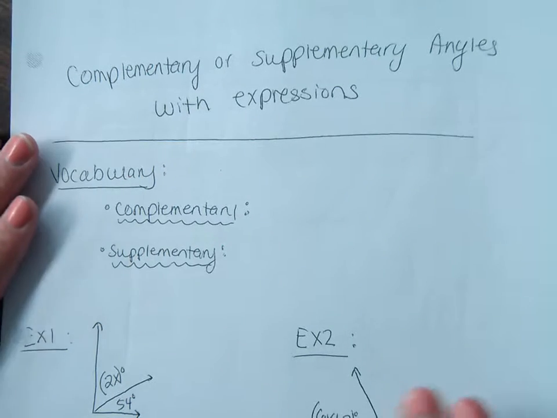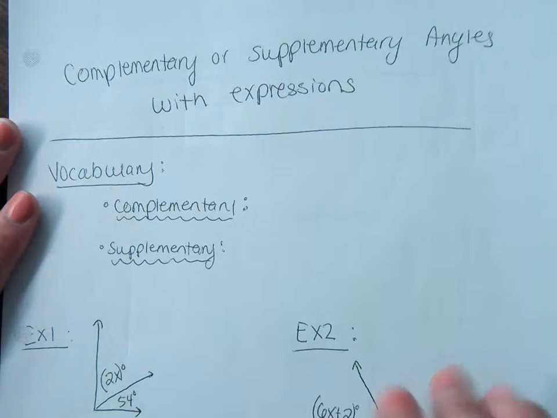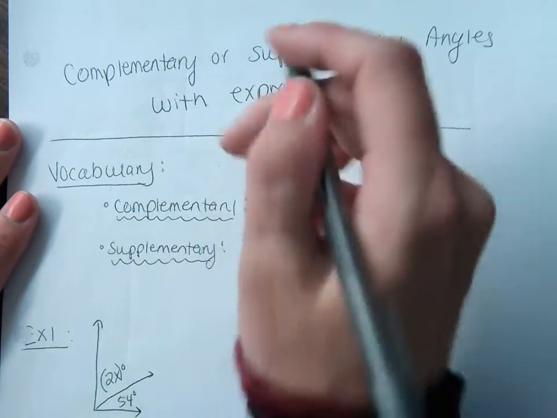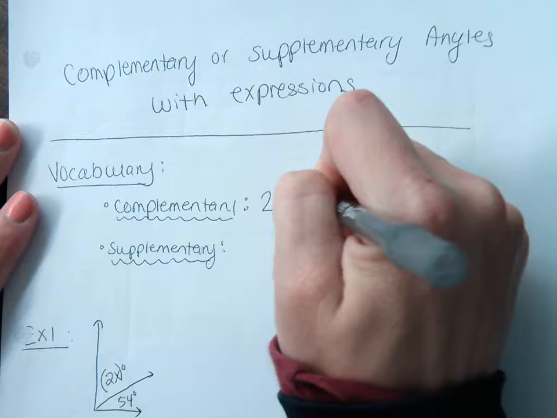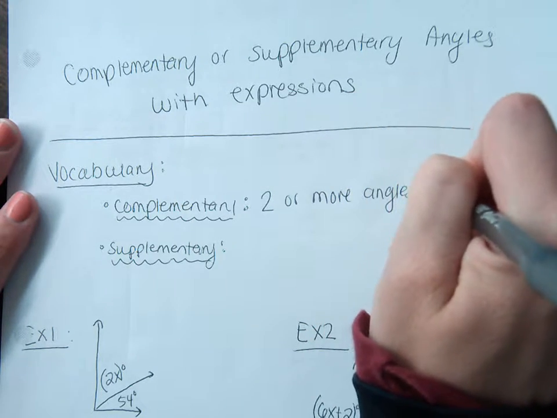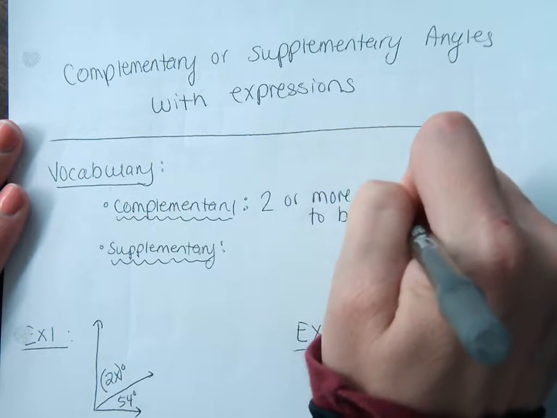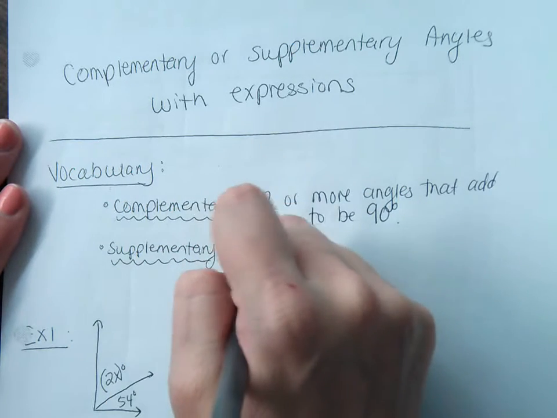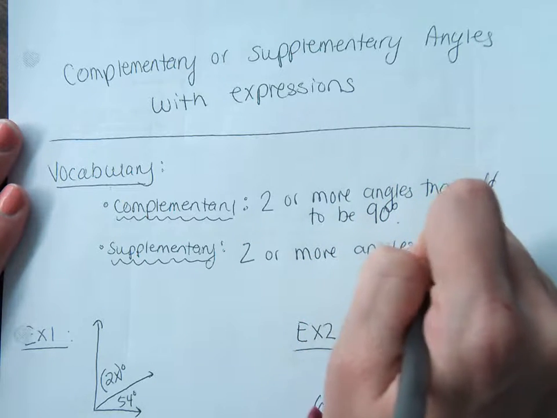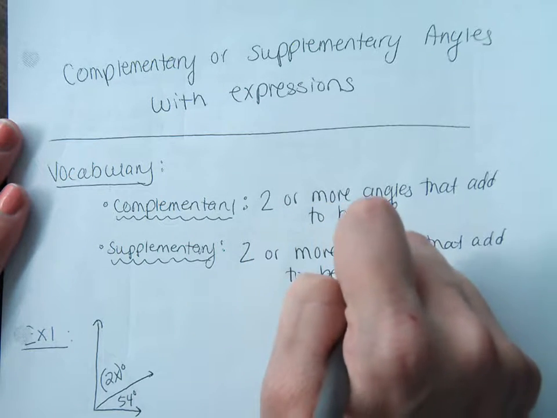Alright, this is the reason why I wanted us to write equations, because this is more complicated. So we have complementary or supplementary angles with expressions this time. Remember that complementary angles are two or more angles that add to be 90 degrees. Supplementary angles are two or more angles that add to be 180 degrees.